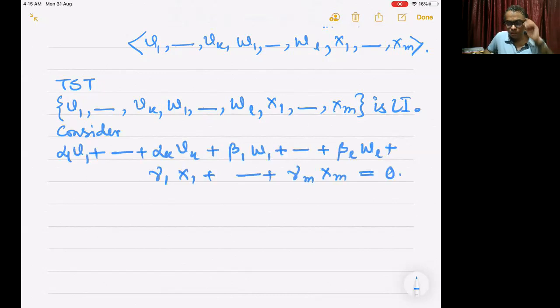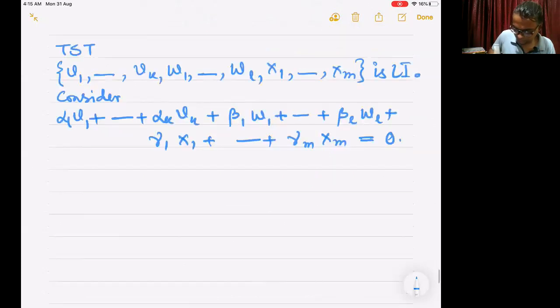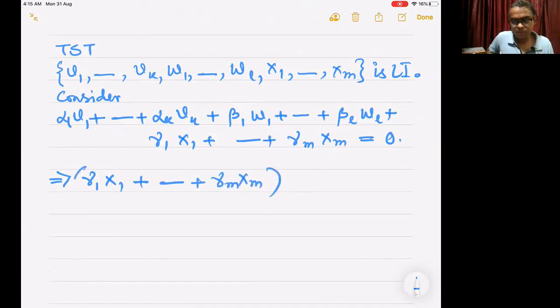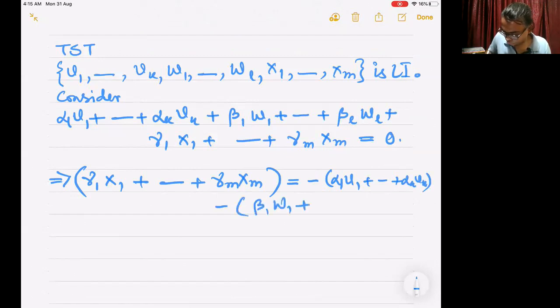Okay. Now, the first thing that we are going to notice is this implies gamma 1 x1 plus dot dot dot up to gamma m xm. This vector now is equal to minus sign in front, alpha 1 v1 plus dot dot dot up to alpha k vk minus beta 1 w1 plus dot dot dot up to beta l wl. But now therein lies a problem. Problem as in some observation.